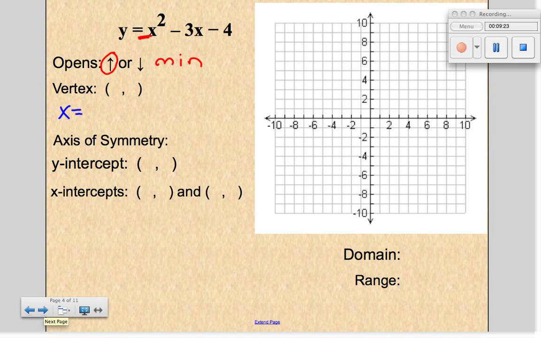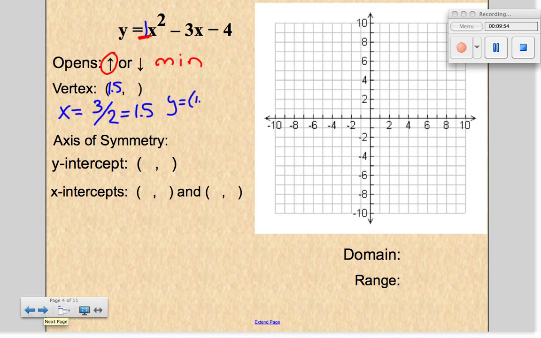Okay? My vertex, to find my vertex, I'm going to use that formula. And my formula is x equals the opposite of b. Well, b is negative 3, so I'm going to say it's positive 3, divided by 2 times 1. Remember, there's really a 1 here, even though it's not written. So 2 times 1 is 2. So my x value is 3/2. And I'm just going to make that 1.5, but it really doesn't matter. Okay, so I've got my x value. That's 1.5.